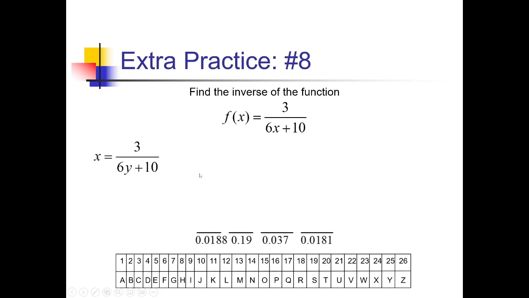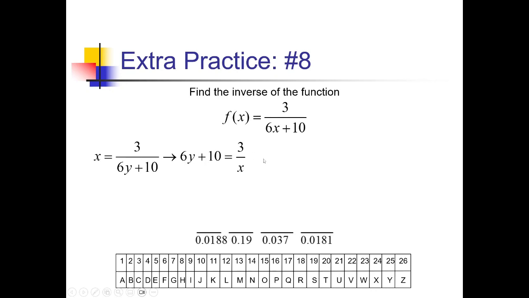And then there's a few ways we could proceed from here. One thing we could do is flip both sides of the equation, and that would at least get y out of the denominator. Another way you could do this is multiply both sides by 6y plus 10 and then divide by x, effectively swapping those two things. So I'm going to rewrite this as 6y plus 10 equals 3 over x. And then from there, I just have to get y by itself.